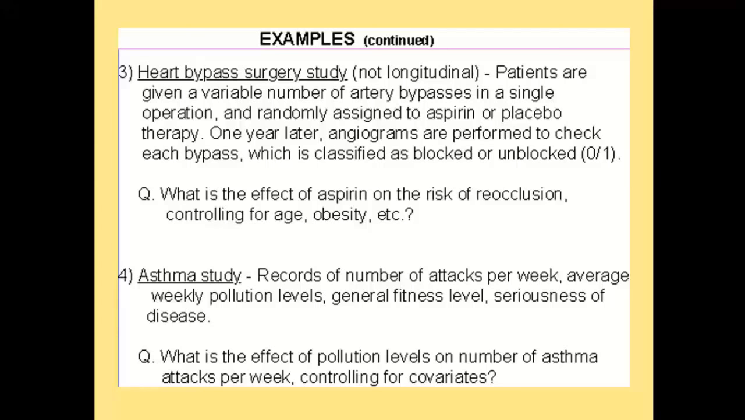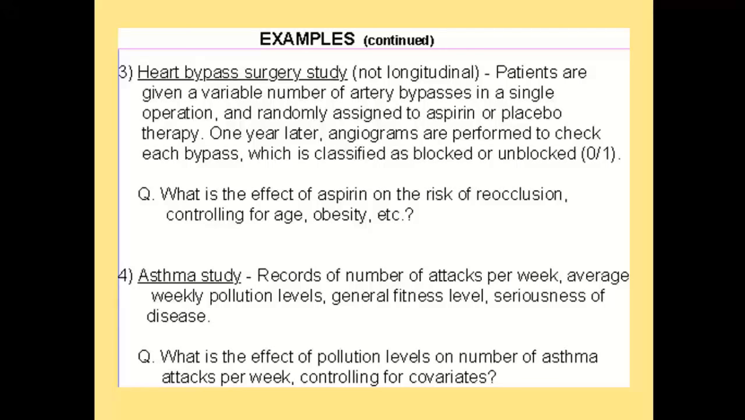Asthma study. Records of number of attacks per week, average weekly pollution levels, general fitness level, seriousness of disease. Question is, what is the effect of pollution levels on the number of asthma attacks per week, controlling for covariance? So what's the outcome variable? Number of asthma attacks that's measured 1 week, the next week, the week after, and so on. Okay. What kind of a variable is that? It's count, right? What model? Poisson, right? Correlated data? Probably, because you got several measurements on a person over time.